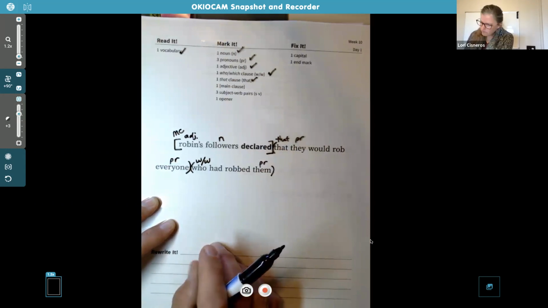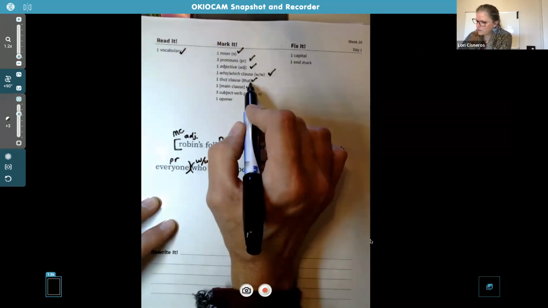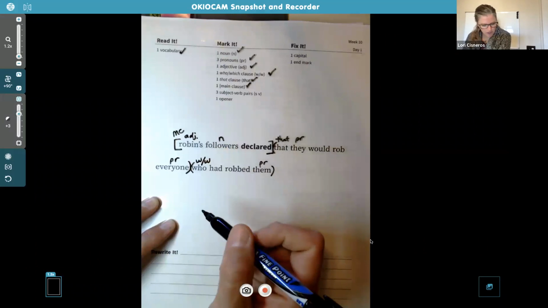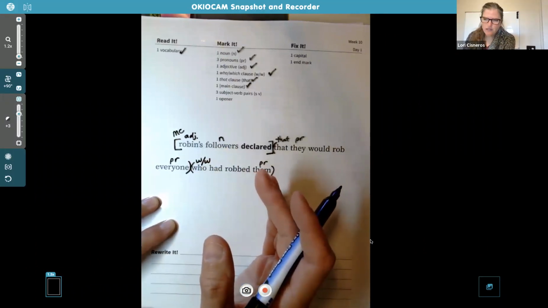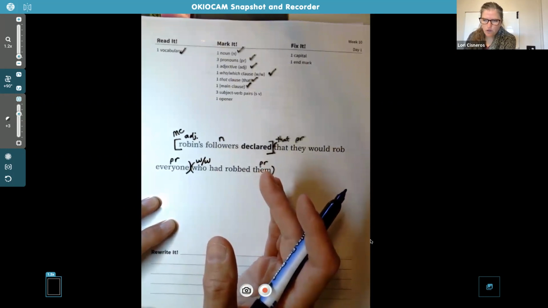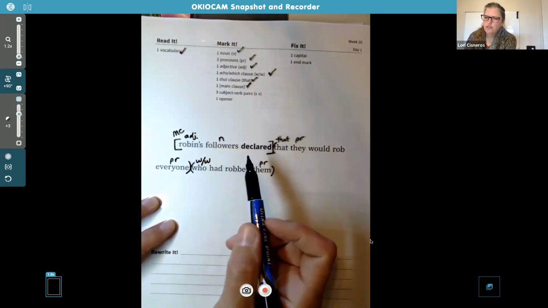Now, within the main clause, we have subject and verb. Each clause has subject-verb pairs, and sometimes there's more than one verb. So let's break this down.